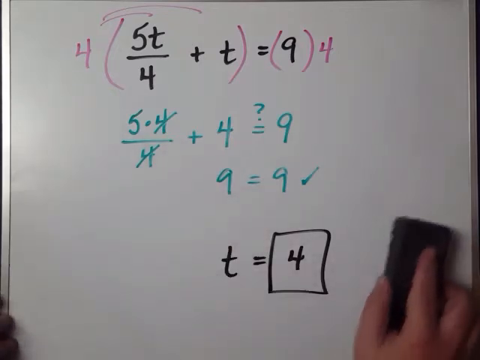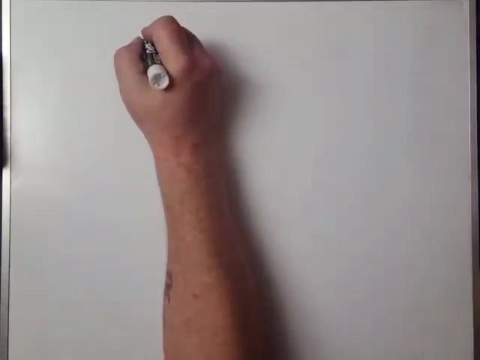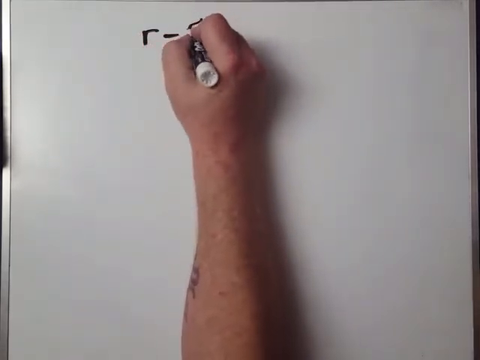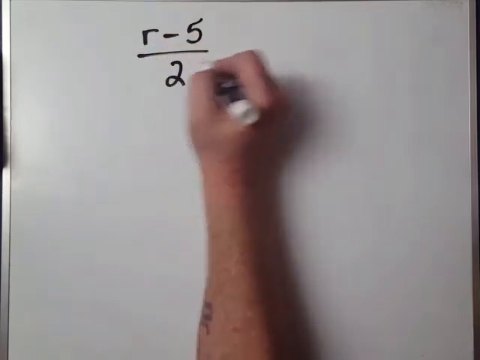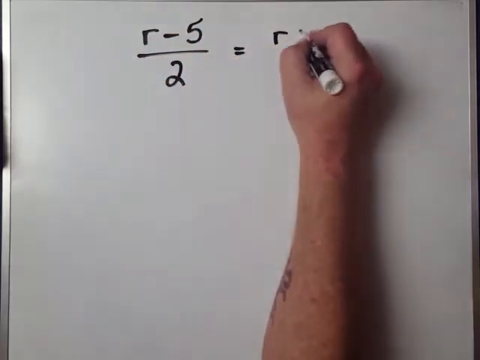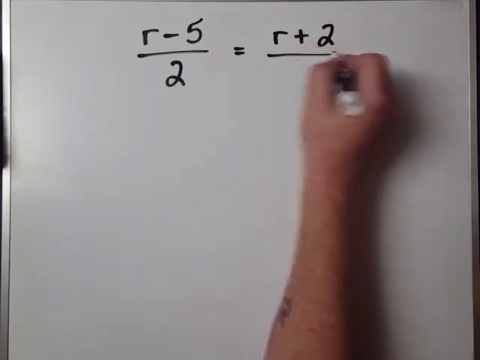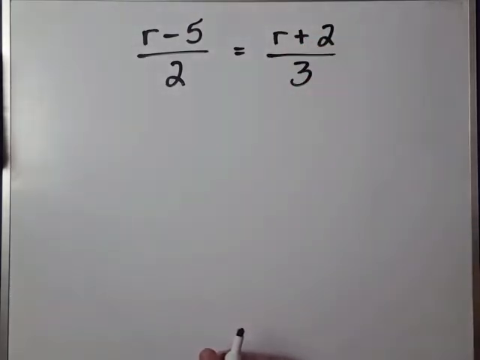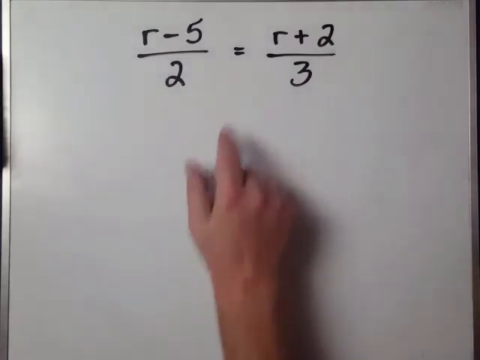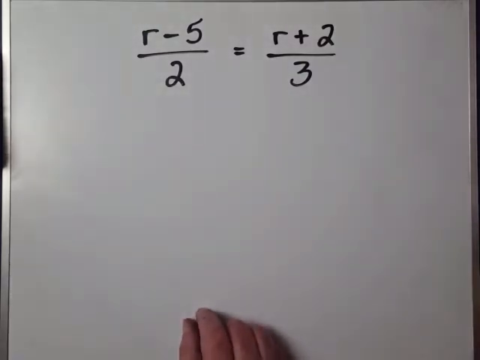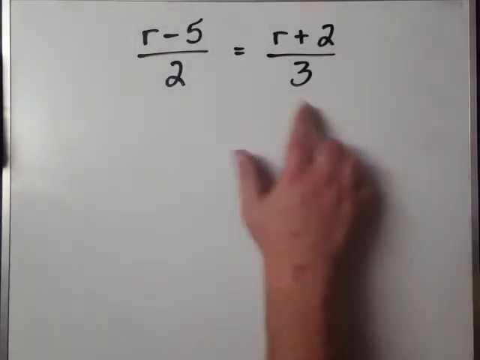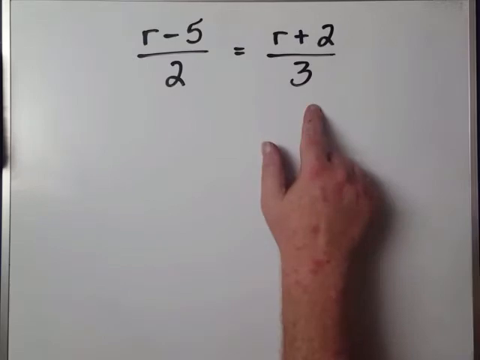Number 32. Now I have to ask, does this look at all familiar to you? Just the overall nature of the problem. Isn't that a proportion? Section 2.6. Isn't this a proportion? A fraction equals a fraction. A statement that two ratios are equal.